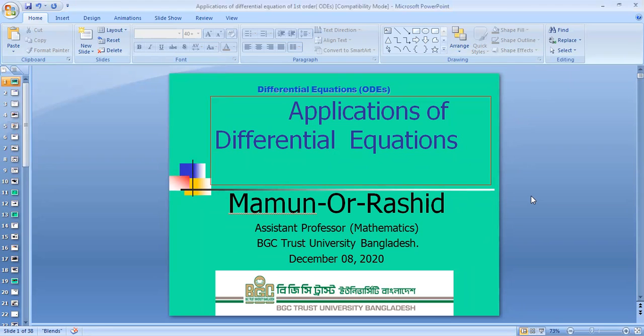Okay, today we'll start the chapter Applications of Differential Equations. In previous classes, we have studied more about ordinary differential equations and partial differential equations. But today we will discuss the applications of differential equations.